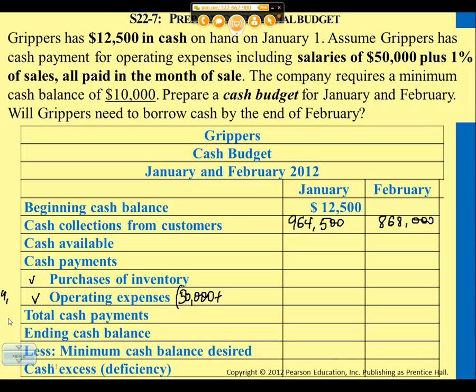The operating expenses, total number. 1% of sales. Right? All cash collections. Okay, so you're saying it's 9,645? Okay. All right. What is our cash available? What is it? You said it's beginning cash balance plus cash collections from customers, right? Okay, so this is 1, this is 2, so this is 1 plus 2. All right. Okay, so we need to figure out our cash payments, right?